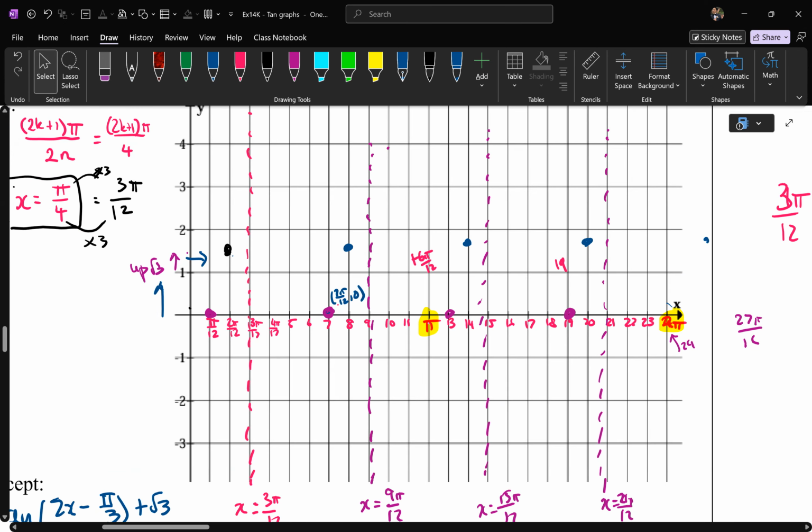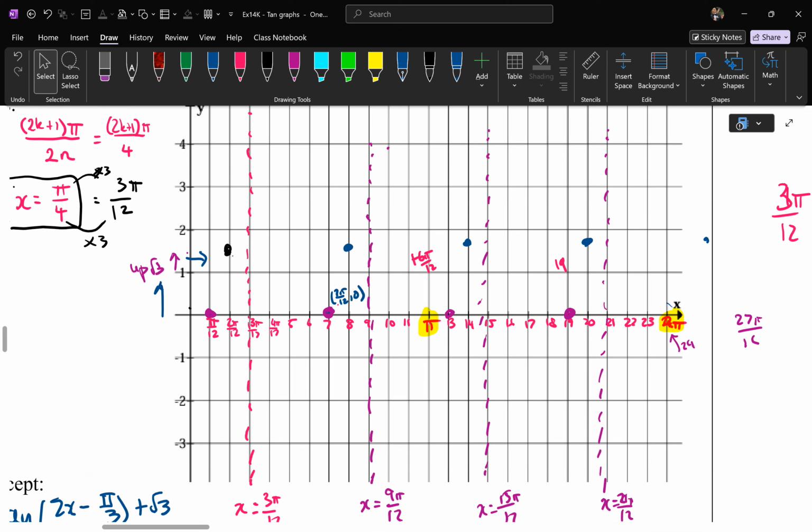I only found, how did I find again? Let's recap. I found the starting point by reading up, down, left, right. So I said up by root 3, to the right by pi on 12. There's my first starting point. Asymptotes, you use one formula. I gave you 2k plus 1 times pi over 2n. I found the first one.